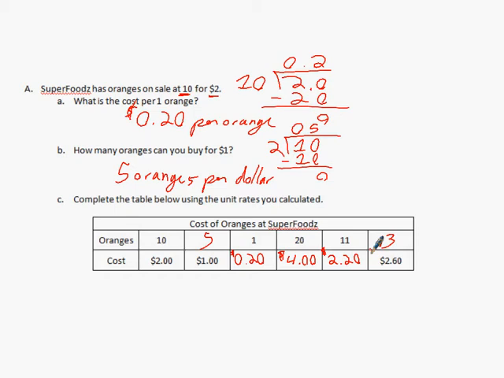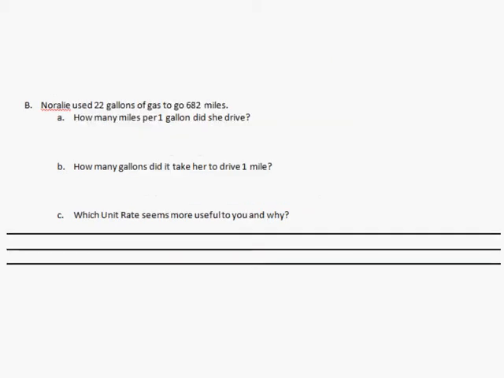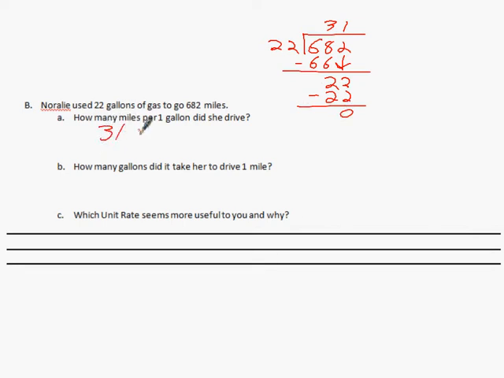Let's check out a new example. Norley used 22 gallons of gas to go 682 miles. How many miles per 1 gallon did she drive? So 682 divided by gallons, divided by 22. 22 goes into 68 3 times, which is 66. Subtract, I get 2. Bring down a 2. 22 goes into 22 1 time. That works out nicely with no remainder. So she gets 31 miles per gallon.